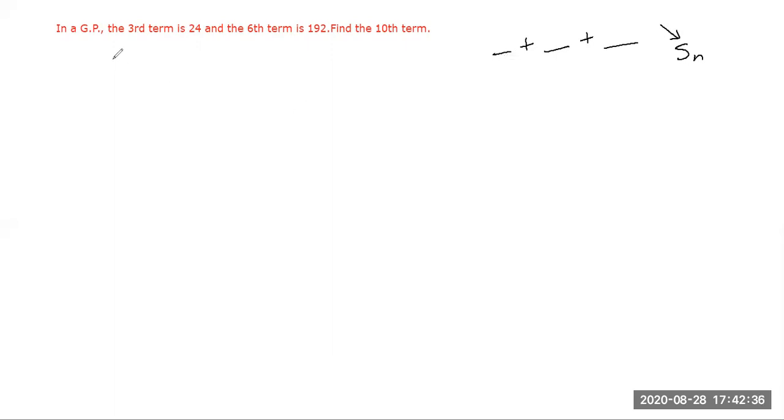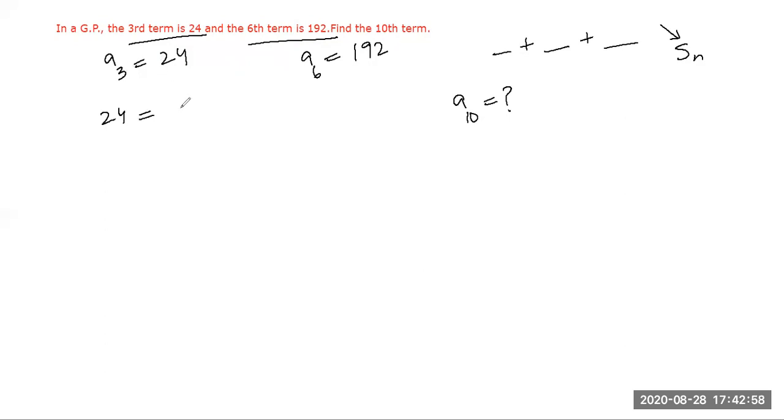So he has given the third term. A3 is 24, the third term, and the sixth term is 192. So the sixth term is 192. What do we have to find out? A10. Right. So we will just write the expression. Third term is 24. So Jinder, tell me what is the expression for the third term? A3 is equal to A r raised to power 2. Correct. So this will be 192 is equal to, again, A, the first term. We don't know the first term. And then r raised to power 5.